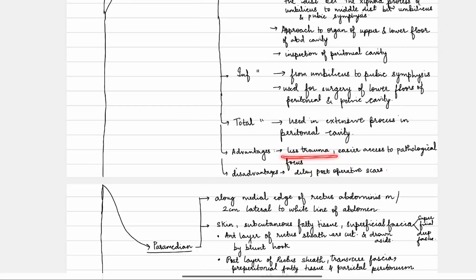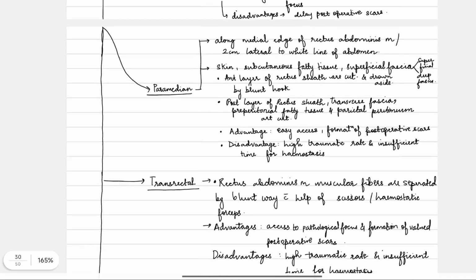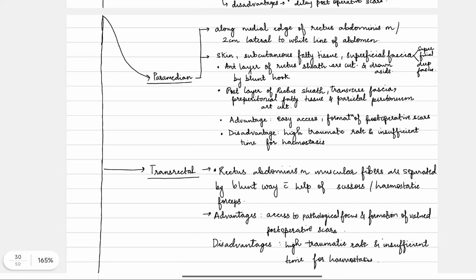Advantages: less trauma, easier access to the pathological focus. Disadvantages: delayed post-operative scar. Next is paramedian. Paramedian, along the medial edge of the rectus abdominis muscle, 2 cm lateral to the white line of the abdomen. Skin, subcutaneous fatty tissue, superficial and deep fascia.